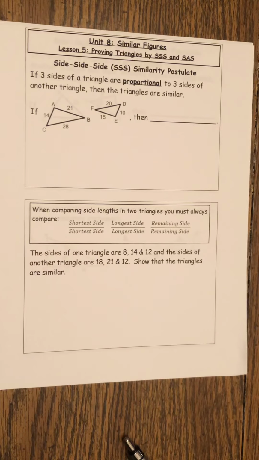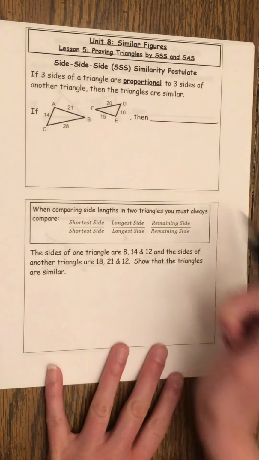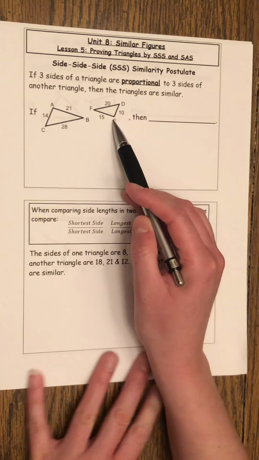What we're going to go through in today's lesson are two different ways to prove triangles similar other than angle-angle. The two methods are side, side, side, and side, angle, side. The first method is side, side, side similarity. That says if we have three sides of a triangle proportional to three sides of another triangle, then the triangles are similar. So I have two triangles here.